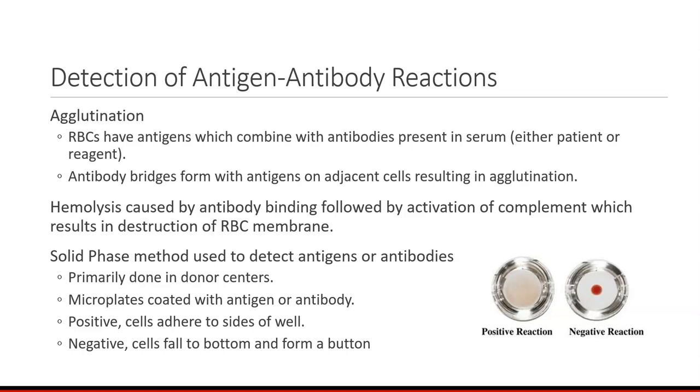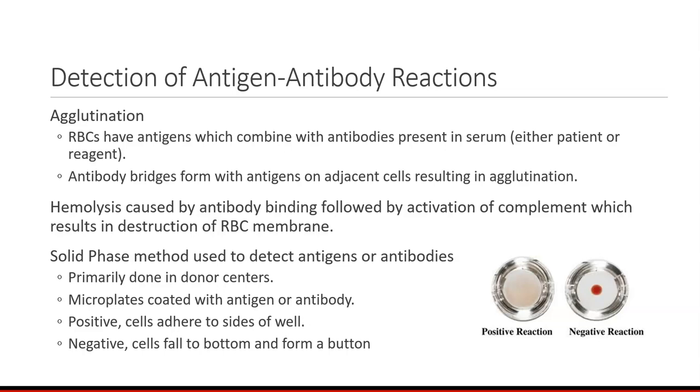There are solid phase methods used to detect antigens or antibodies, but they're still based on agglutination. It's primarily done in donor centers, although they are coming into the transfusion service. Microplates are coated with antigen or antibody. If it's positive, the cells will adhere to the sides of the well because the agglutination occurs and they fall out.